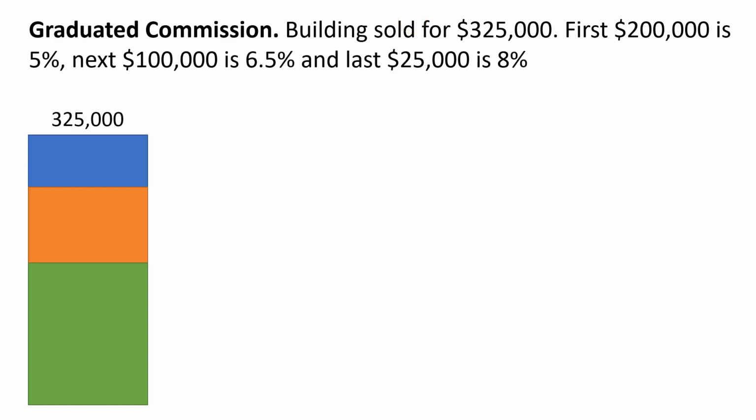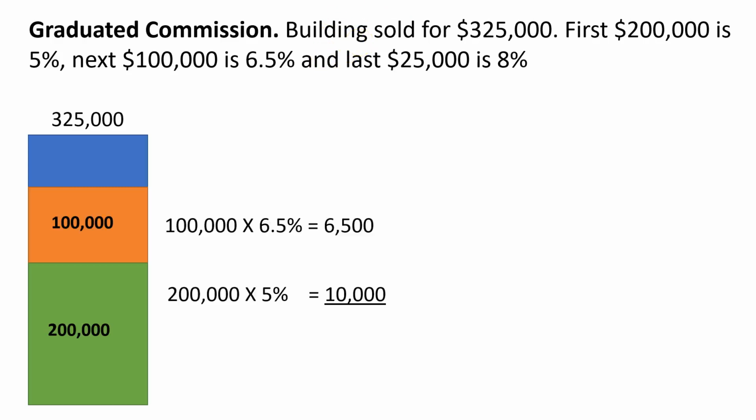This encourages the sales agent, the lister, to actually get more for the building, and every dollar he gets more, then his commission increases. So we will pay out on the first $200,000, $10,000, on the second $100,000, $6,500, and on the remainder we'll get $2,000 there.